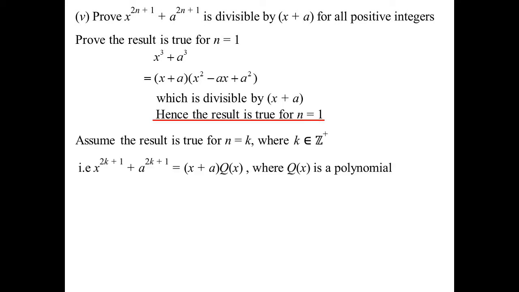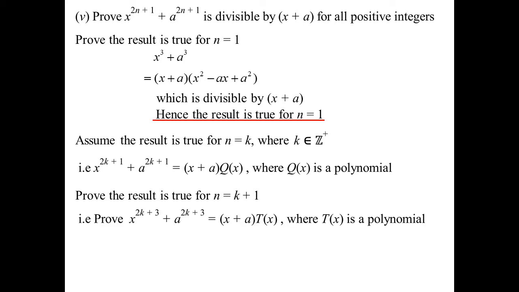My assumption, okay. Notice here, I'm multiplying x plus a times q(x), where q(x) is not an integer; in this case, we're dealing with polynomials. So now I'm assuming q(x) is a polynomial. Prove it true for k plus 1. So I'm going to prove that x to the power of 2k plus 3 plus a to the power of 2k plus 3 is x plus a times some other polynomial, which I've called t(x). So I want to get that assumption in there somehow. Similar to what we just did, but now I'm doing it with algebra.